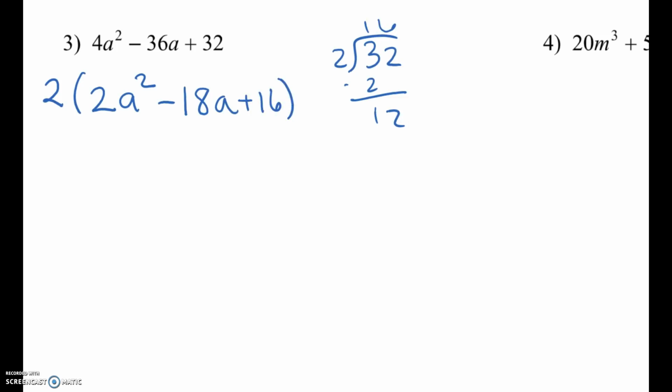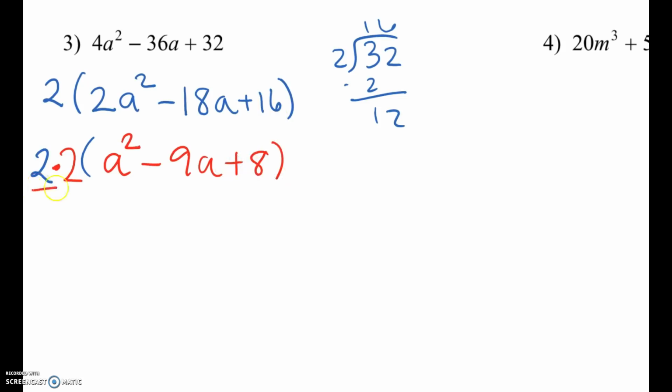So I'm looking at this, and I actually see that 2, 18, and 16 have another common factor. So that means I can take out another 2. I already had a 2 taken out, but now I'm going to take out that other 2. And that's going to give me 2a squared divided by 2 is a squared. 18 divided by 2 is 9. And 16 divided by 2 is 8. So in front right here I have 2 times 2, which is actually 4. So that means I could have taken out a 4 from the very beginning, but I didn't see that, so I just took out what I did see and then realized there was something else afterwards.